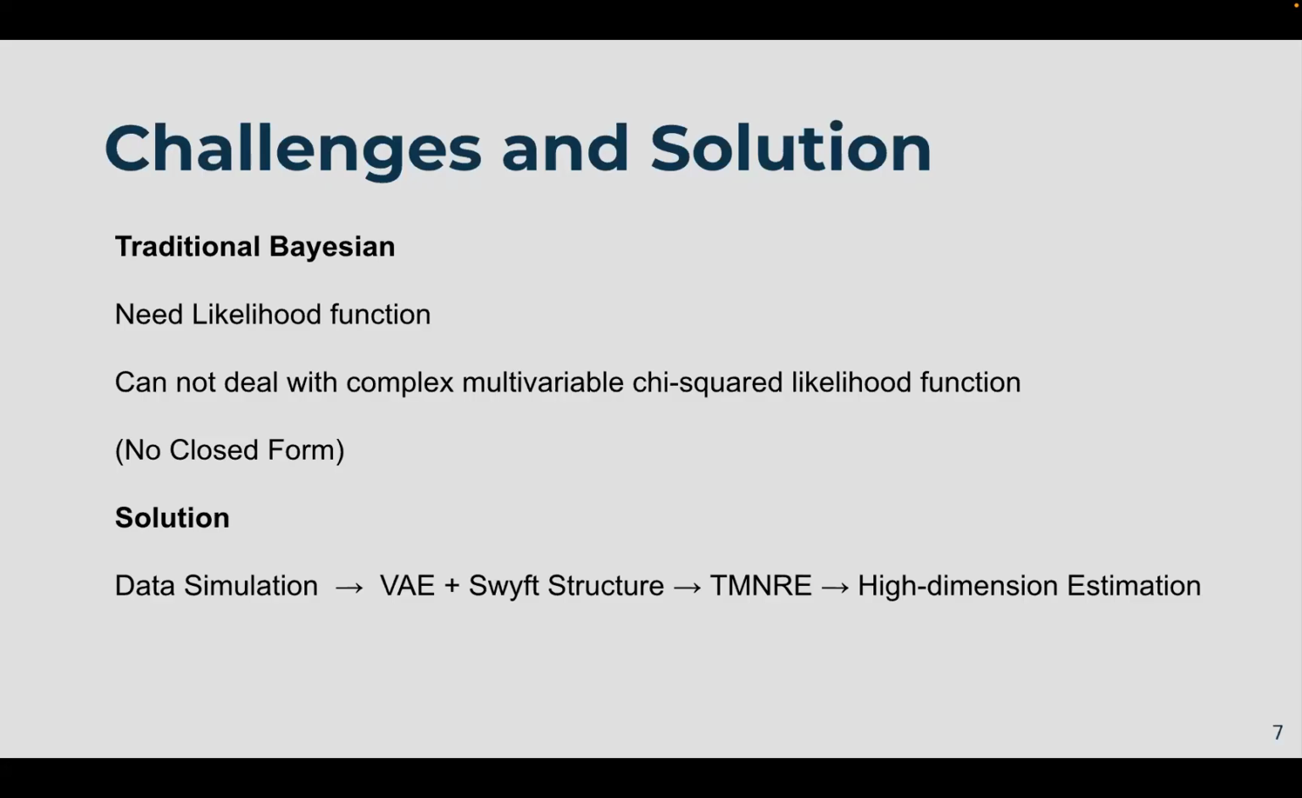For the gravitational wave background analysis, Bayesian methods face two challenges. The first one, like Daniel mentioned, is that we have no closed form for the multivariate chi-squared likelihood, but as we know, we need the likelihood when we use a Bayesian method. The second one is that the gravitational wave detectors often give us high-dimensional frequency data, so it's too expensive to compute the posterior directly.